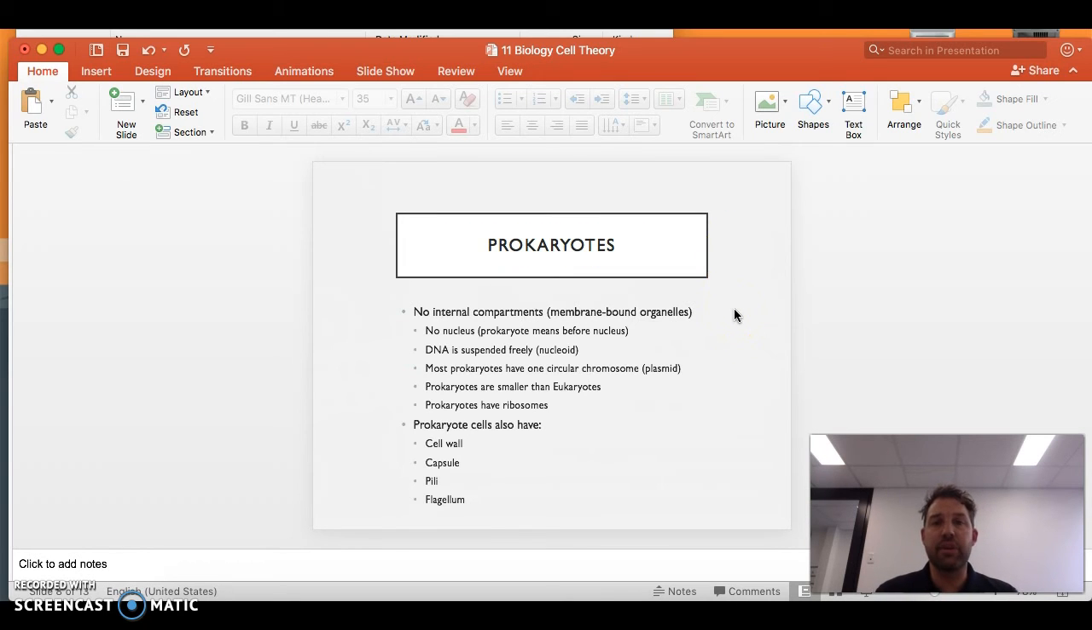We then looked into prokaryotes and we looked at there being no membrane-bound organelles, and we saw that they did not have a nucleus. Prokaryote meaning before nucleus. Prokaryote cells have a cell wall, they could have a capsule, pili, flagellum. This is all language that we use. They have ribosomes, a little bit smaller than eukaryotic cells, and their chromosomes are circular instead of linear.